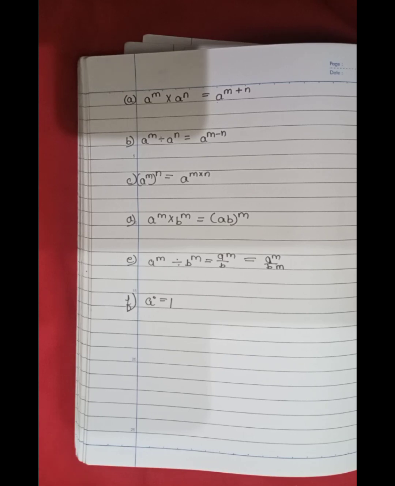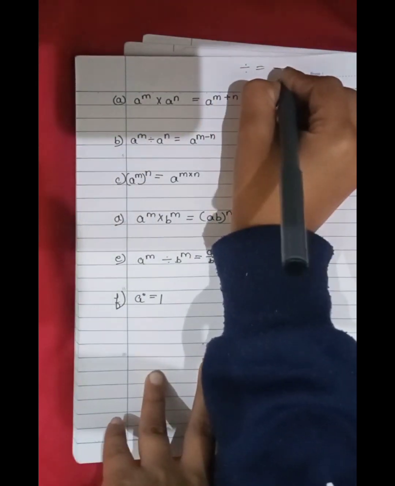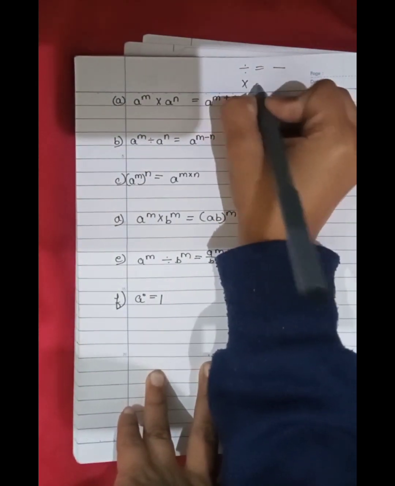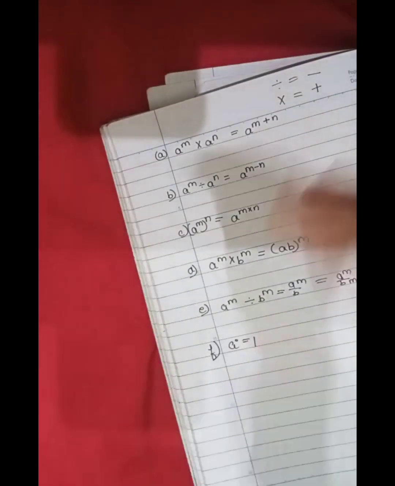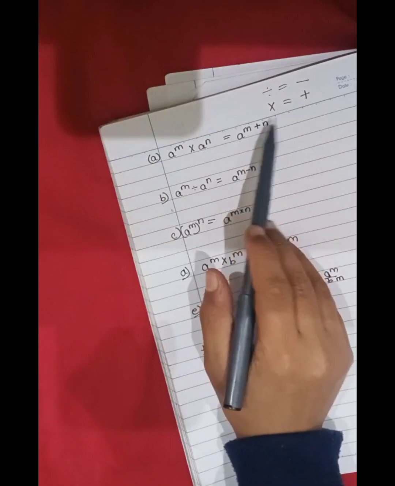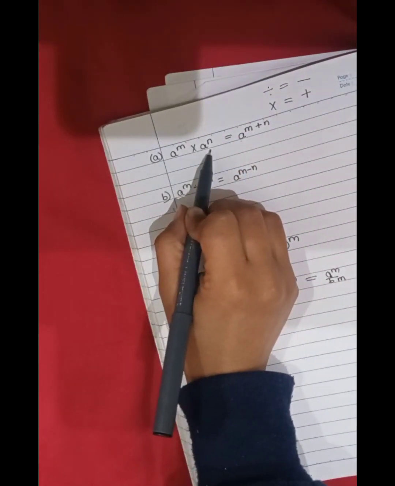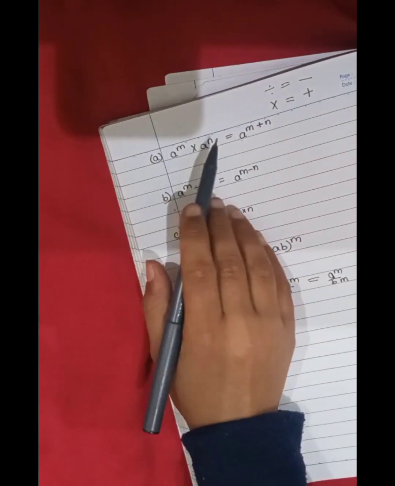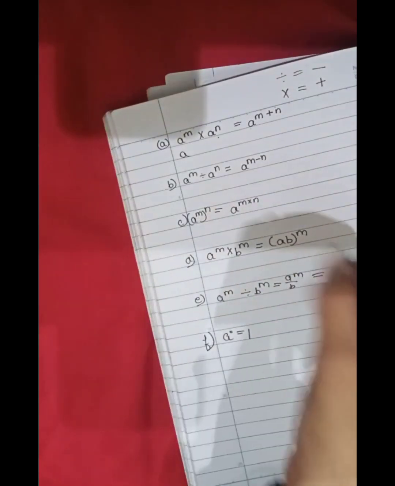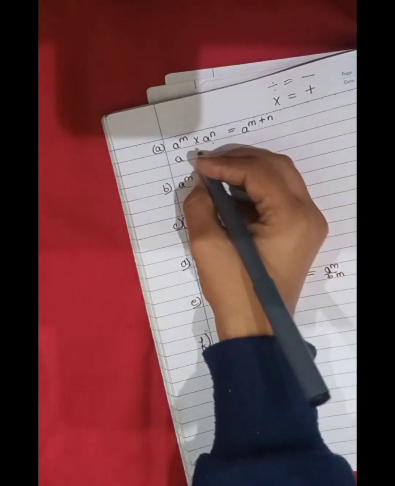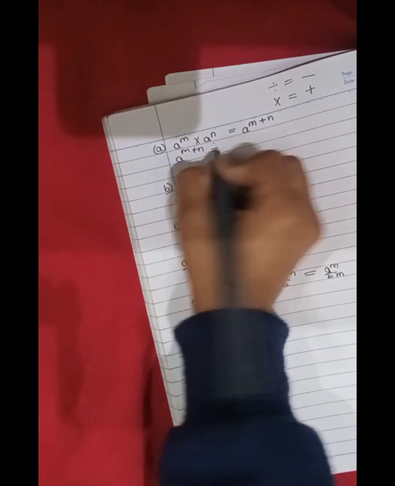So first, let's start with the concept that divide equals to subtract and into equals to add. As I have told you, into is equal to plus. So here our coefficients are the same, but our powers are different. So we will write our coefficient one time and then we will add our powers. See here.